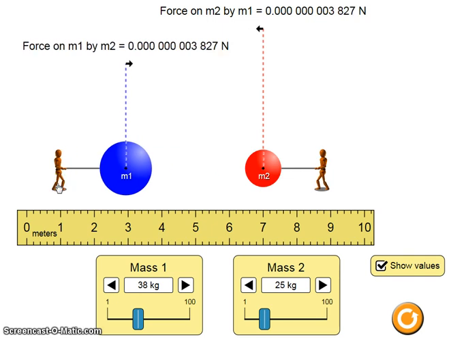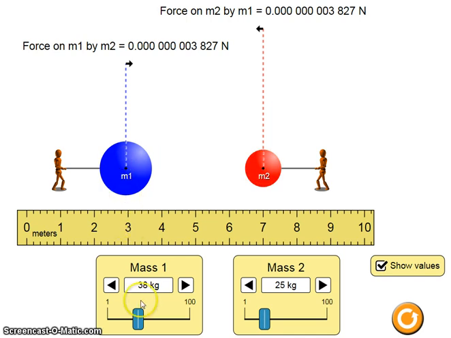This is because the force of gravity is equal to G times the mass of the first object times the mass of the second object, divided by the radius squared. The radius is the distance from the center of this object to the center of this object.